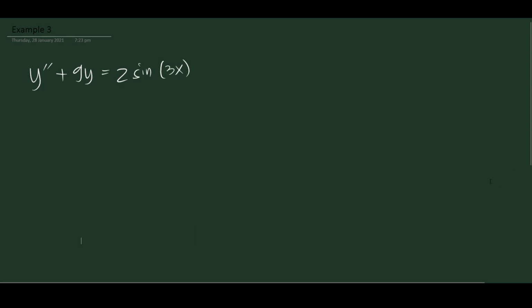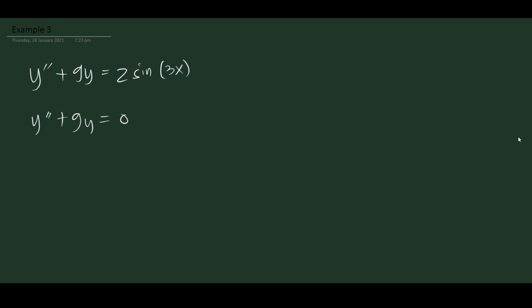Okay everyone, let us now proceed to another example. So we have right here y double prime plus 9y is equal to 2 sine 3x. Okay, so let's start. The first thing that we need to do is to find yc, right? So first we need to find our associated homogeneous equation. So y double prime plus 9y is equal to 0.